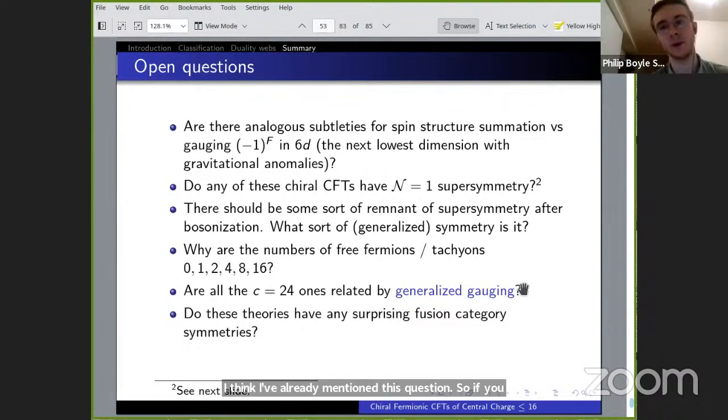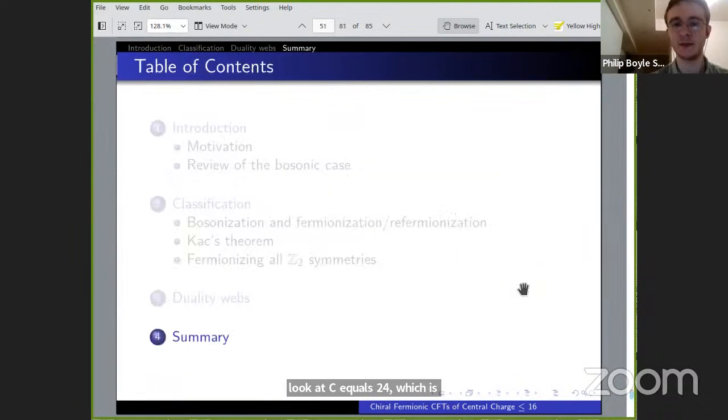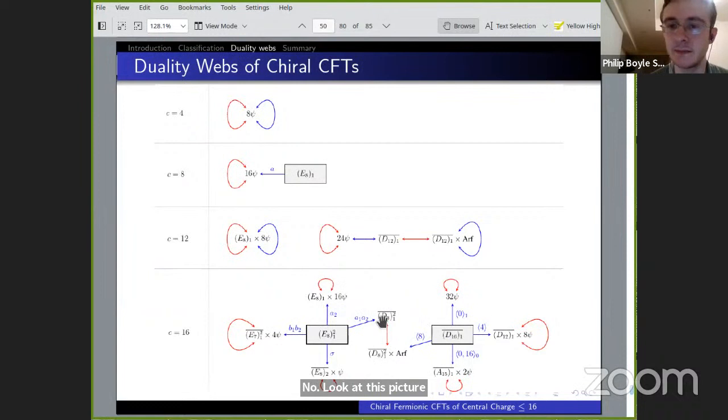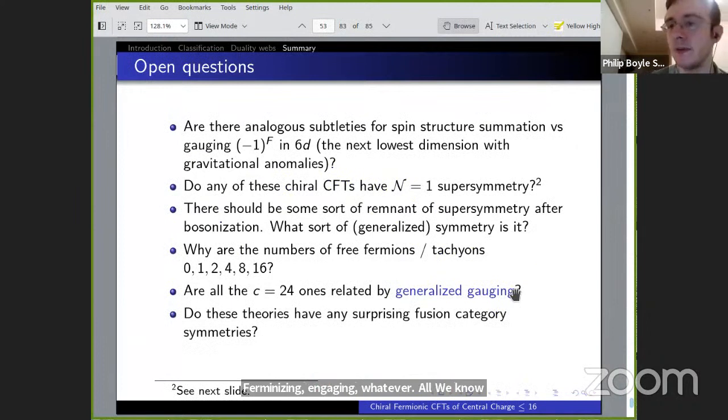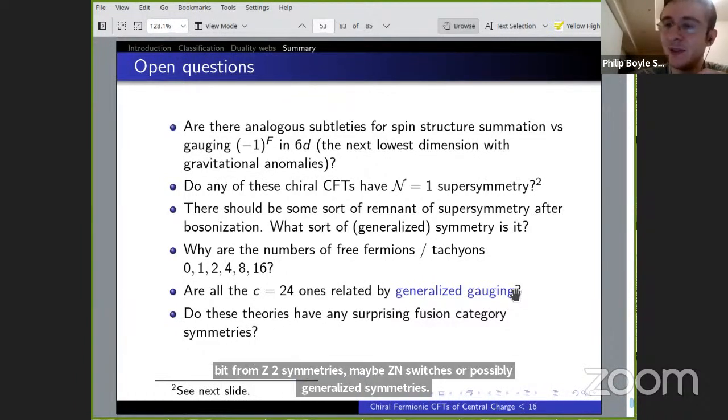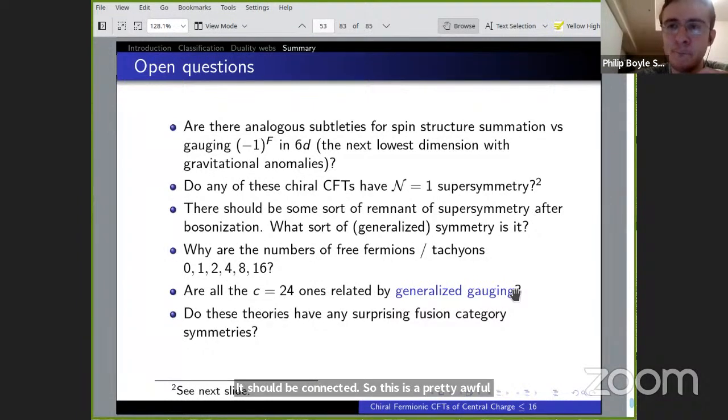So if you look at C equals 24, which is beyond what we did, now look at this picture here. Notice that it's connected. So for this picture, we could start, say, with 32 free fermions and get everywhere just by gauging Z2 stuff, fermionizing, gauging, whatever, all Z2s. We know that that's not the case for C equals 24, that the thing splits up into components. But our physics intuition basically says that if you widen the box a little bit from Z2 symmetries to maybe Zn symmetries or possibly generalized symmetries, it should be connected. So this is a pretty awful question. Can we realize this? It would be a lot of work because there's hundreds of them.